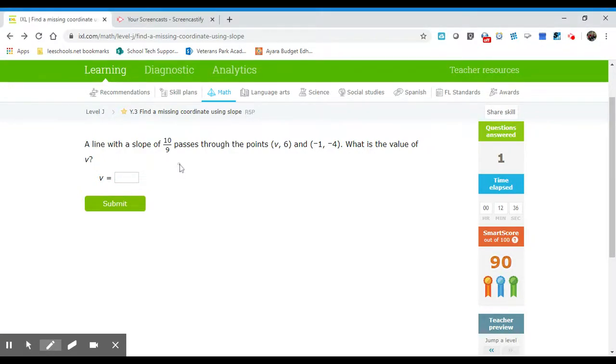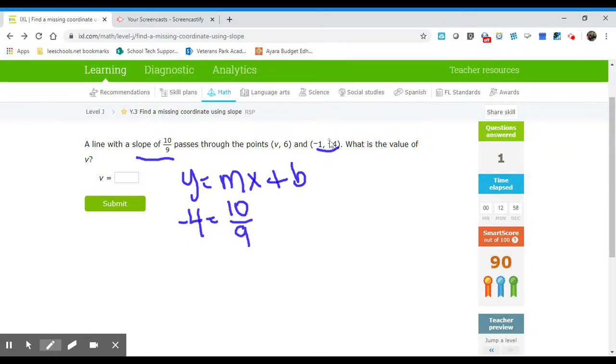So let's use our equation of a line, right? We have y equals mx plus b. So let's plug in what we know. We know the slope. It's 10 ninths. We have y is -4. We have our slope is 10 ninths. We have our x is -1, so we're going to do -1/1. And we're solving for b.